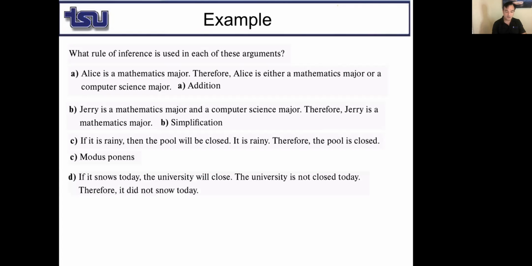If it snows today, the university will close. If it snows today, university will close. The university is not closed today, Q not. Therefore P not. If you remember, this is modus tollens. Q not is true, P implies Q is true, therefore P not must be true. If it snows today, university will close. The university is not closed, therefore it did not snow today.